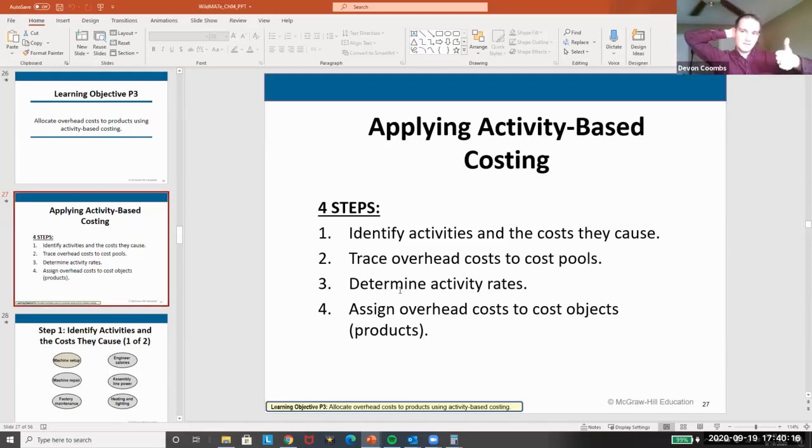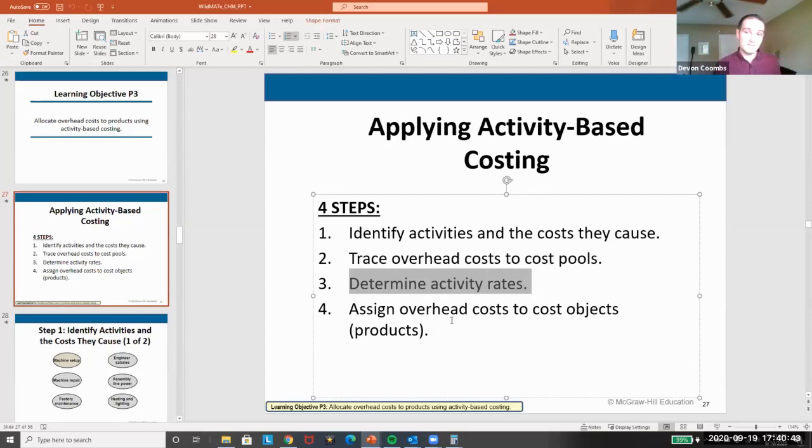So identify the activities and the costs that they cause. Trace the overhead costs to cost pools. So if I'm building something with my hands, it's direct labor. If the machine's building, it's machine. So these activities are, what are they building? Trace the cost to the cost pool. Say, okay, so for all this labor, the indirect labor associated with it is maybe $10,000. Maybe for all this machine costs, we're budgeting $50,000.